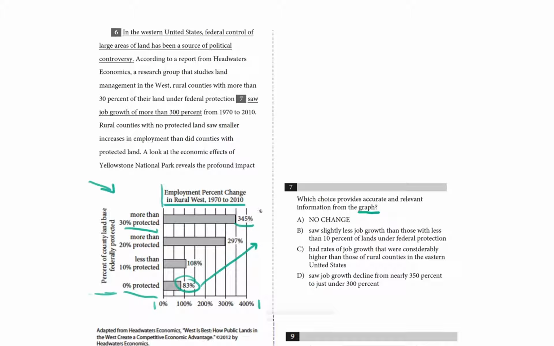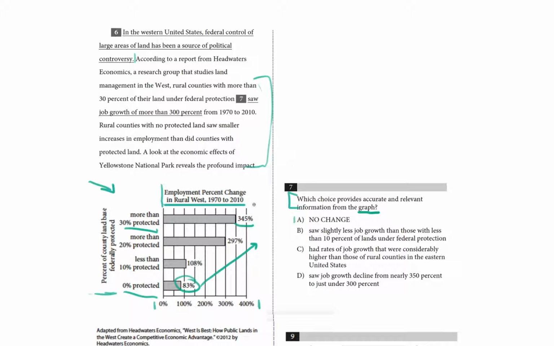So let's take a look at the question, which is just going to ask us to interpret the graph and see which choice that fits into this paragraph matches the information from the graph. So let's take a look. According to a report from Headwaters Economics, a research group that studies land management in the West, rural counties with more than 30% of their land under federal protection, and here's the underlined part, here's choice A, saw job growth of more than 300% from 1970 to 2010.